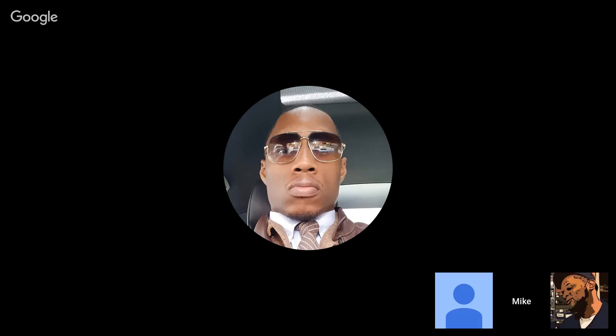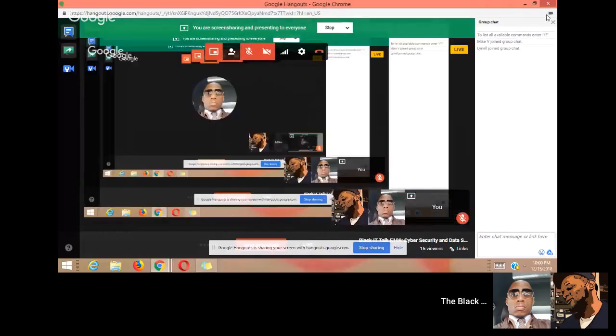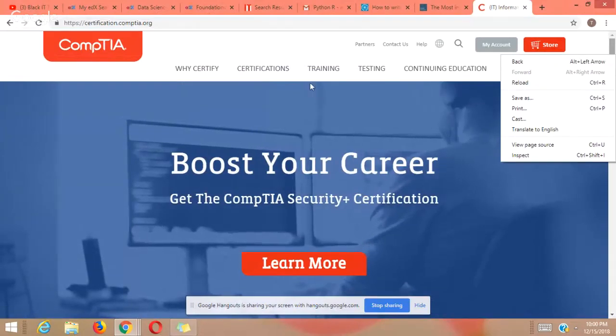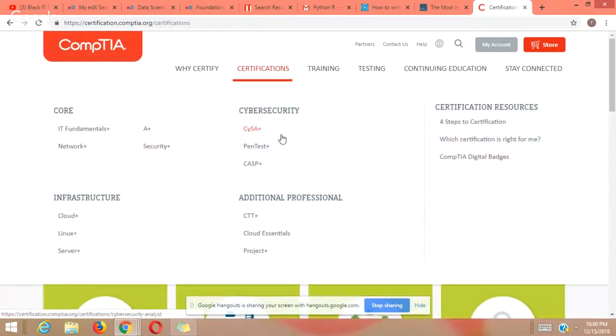Anyways, go to certifications. All right, this is CompTIA's website, so CompTIA.org. So certifications, we can go to cybersecurity right here. Actually, let's focus on the core fundamentals.